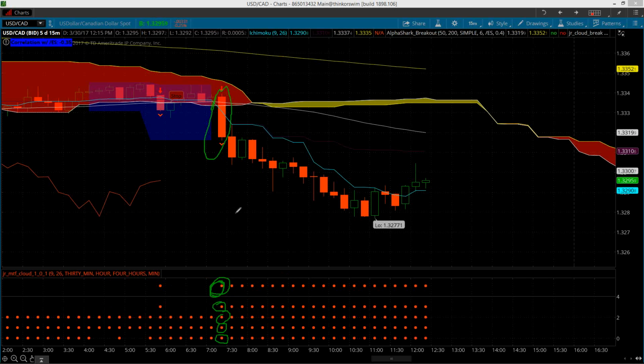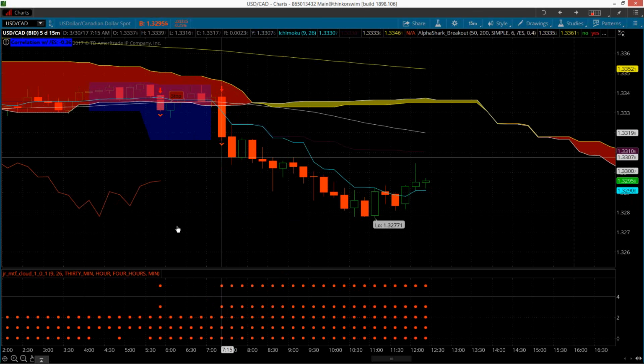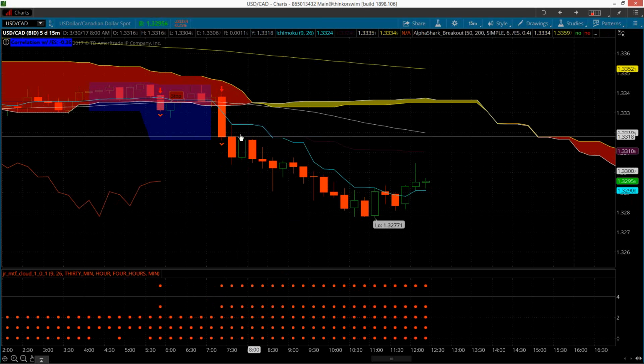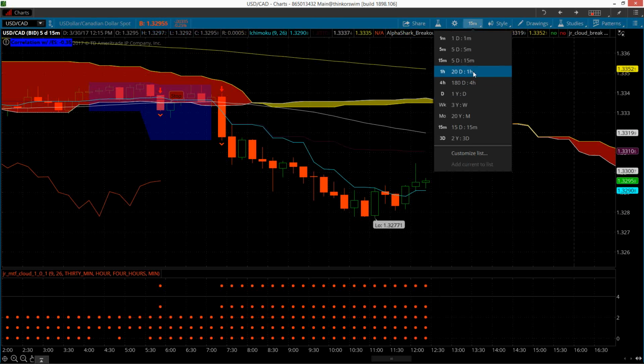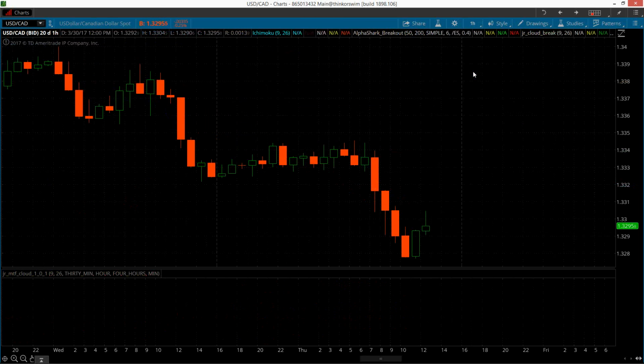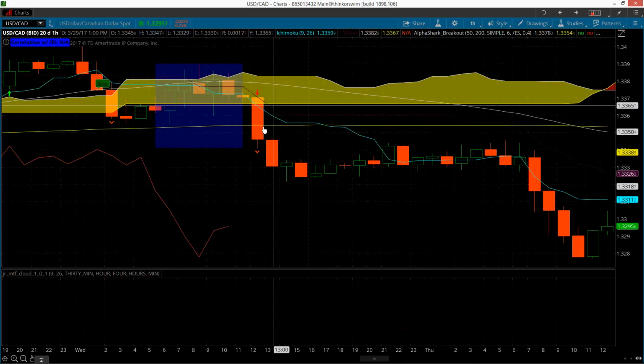But this is something that is just saving me time from having to do it visually, right? Like if I wanted to go and confirm it myself without having this indicator, it's pretty simple. Okay, we're breaking on the 15-minute bar. What do we look like on the 1 hour bar? Oh, well, we were below the cloud at that time. How about the 4 hour bar?